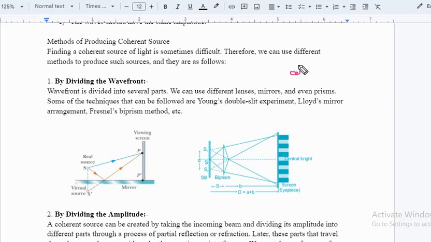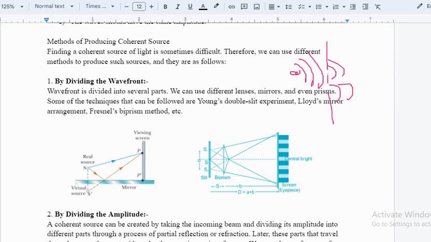If you are considering the double slit experiment, what do we have? You have a single light source, waves are coming, and you have placed a slit, one or two slits. They are divided into waves again. So from a single wave, we are dividing into two waves, two coherent light sources. In the case of the Lloyd mirror or the biprism experiment, we are also dividing the wavefronts, and we are forming two coherent light sources.